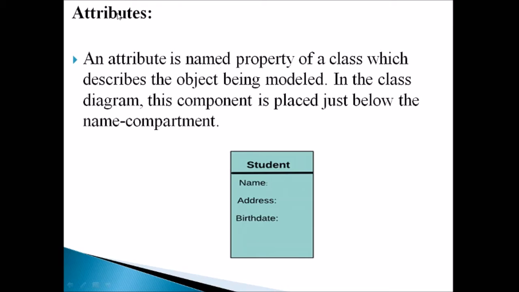Next compartment is attributes. Attributes are nothing but named properties of a class which describe the object being modeled, like name, address, age. We may use some of the variables, isn't it? So all those things are called attributes, which are the properties of a class. In the class diagram, this component is placed just below the name compartment. After the name of the class, there should be the attributes. As you see in this diagram, all the attributes should be given below the class name.